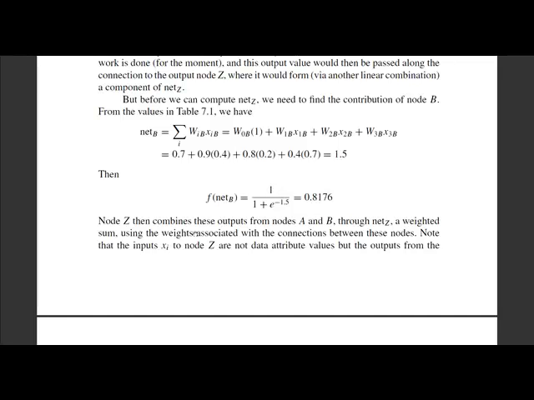Then node Z combines these inputs from nodes A and B through net Z, which is a weighted sum. So we take these and we use the weights associated with the connections between these nodes. Note that the inputs xi to node Z are not data attributes, right? Because the data attributes have already been processed, and we got the inner layer, the hidden layer rather.